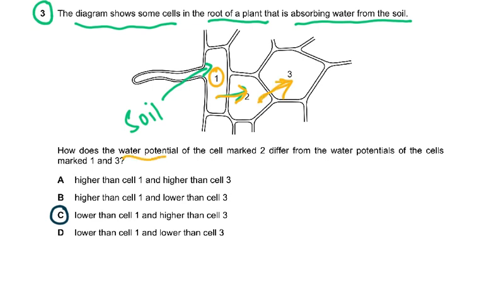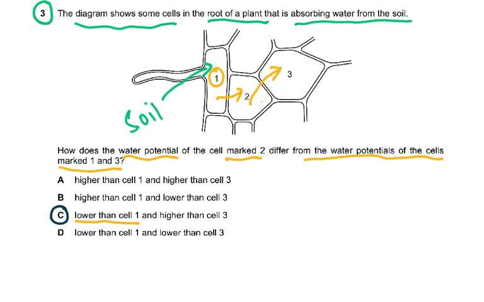So how does the water potential of the cell marked 2 differ from the water potentials of the cells marked 1 and 3? So is it lower than cell 1? Yes, because cell 2 has a lower water potential because water is entering cell 2 from cell 1. So lower than cell 1, and it has to be higher than cell 3. That is why water goes from higher water potential to lower water potential, going into cell 3.